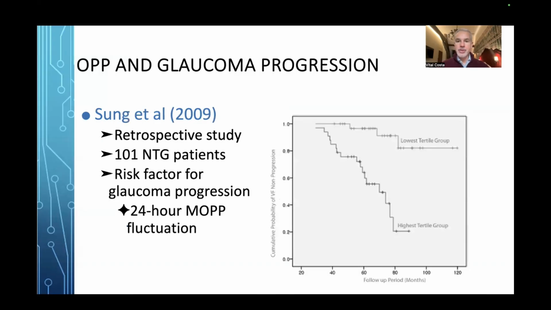Also, ocular perfusion pressure has been shown to be associated with glaucoma progression. This Korean study, for example, analyzed 101 eyes with normal tension glaucoma and identified that 24-hour mean ocular perfusion pressure fluctuation was an important risk factor for glaucoma progression.